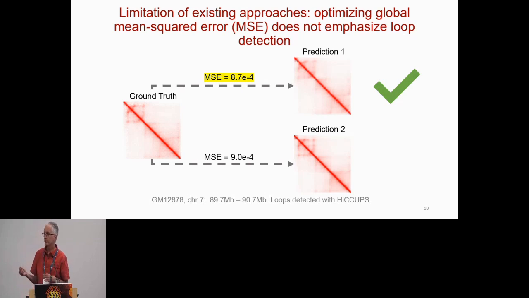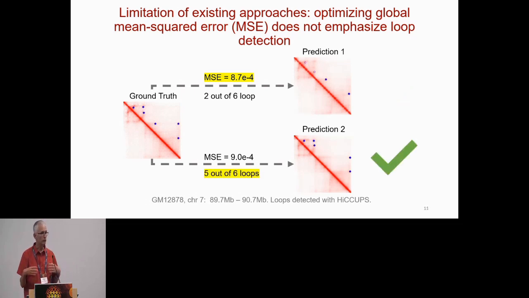So many of these systems are trained using something like mean squared error, where you're just trying to say, I've got my ground truth, which is the actual Hi-C matrix at high coverage, and then I've got my predicted enhanced matrix from my model, and you take the mean squared error between them. But in this particular example, if you have 2 different predictions, the mean squared error is going to prefer the top one.